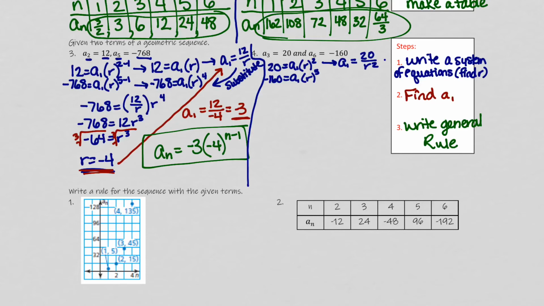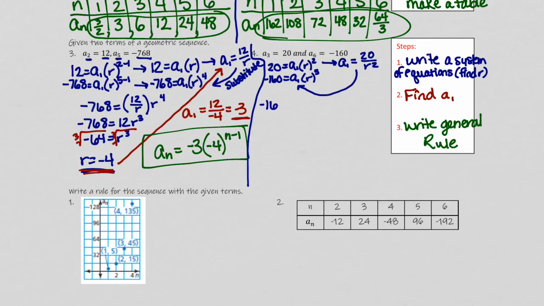So when I simplify it, the r ends up on top. That just makes things easier for me, and it will for you if you do the same. Okay, so I have a1. Now I'm going to take this and substitute it in for a1 in the second equation.